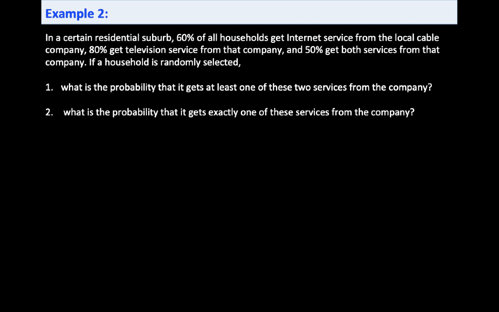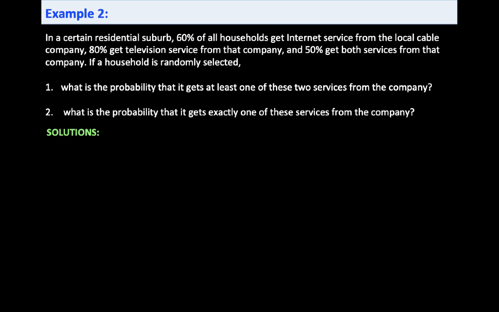Example 2. In a certain residential suburb, 60% of all households get internet service from the local cable company. 80% get television service from that company. And 50% get both services from that company. If a household is randomly selected, what is the probability that it gets at least one of these two services from the company? At least one of these two services.